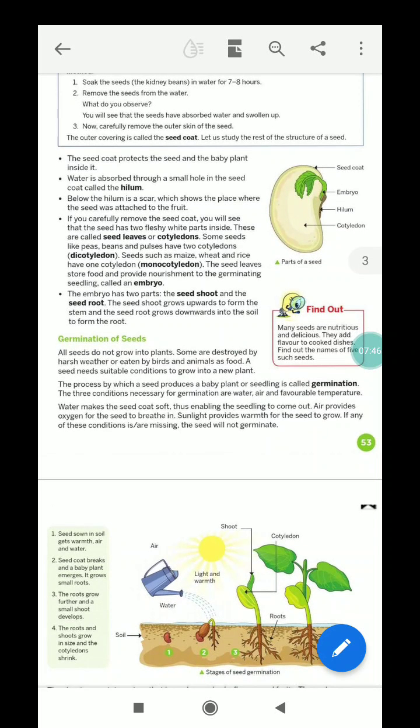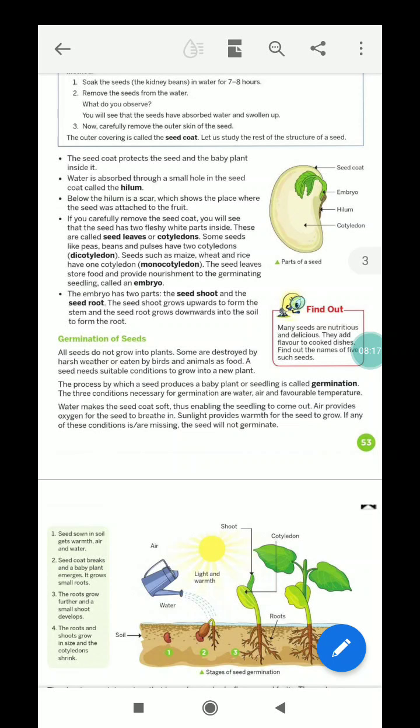Now, how does germination occur? All seeds do not grow into plants. Some are destroyed due to harsh weather, and some are eaten by birds and animals. A seed needs suitable conditions to grow into a new plant. So what are the suitable conditions?